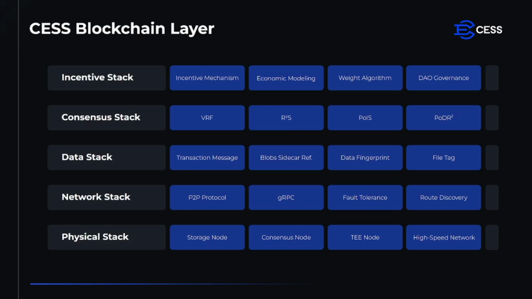Next, we have the network stack. The network stack leverages DHT technology within a peer-to-peer network, enabling seamless communication and data transfer between nodes.